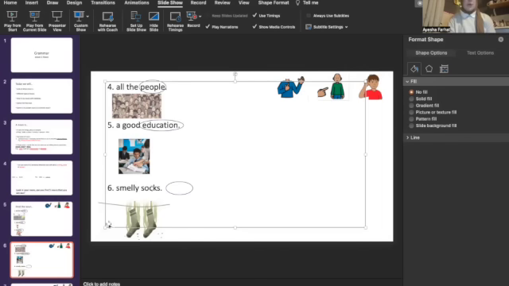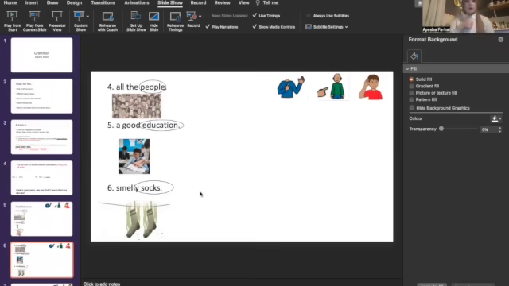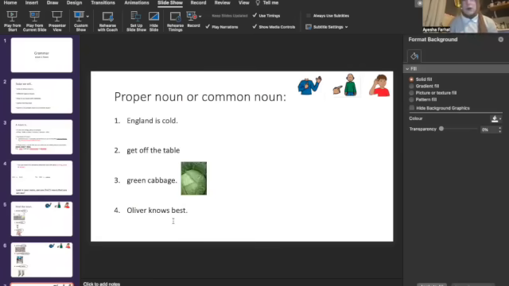Okay, now I'm moving to our last one. Smelly socks. Is smelly a thing, person, or place? No. Are socks a thing, person, or place? Well, I know that socks is a thing, so socks is going to be the noun. Okay, well done if you got that one right. Good job. Okay, now moving on.